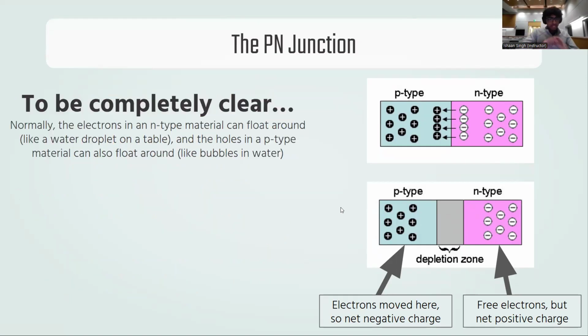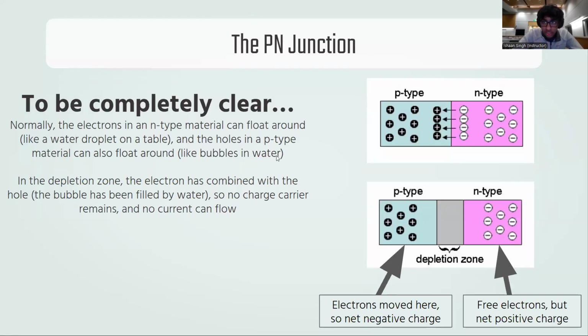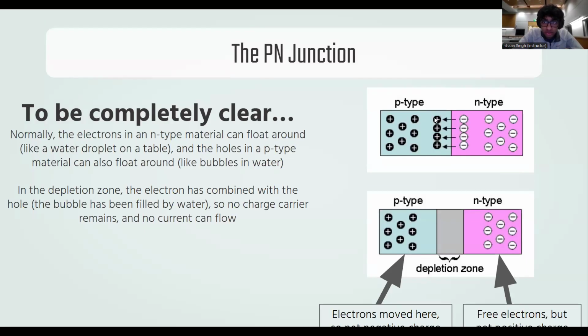So let me be completely, extremely, overly explicit about what I'm saying here. Normally in the N-type material, the electrons are floating around like a water droplet on a table in air, okay? And normally in a P-type material, the holes are moving around like bubbles in water, okay? In the depletion zone, the electron has combined with the hole, okay? So these electrons from the N side have migrated to recombine with these holes, which are lacks of electrons on the P side. And that creates a zone where there's no free-floating charges, okay?